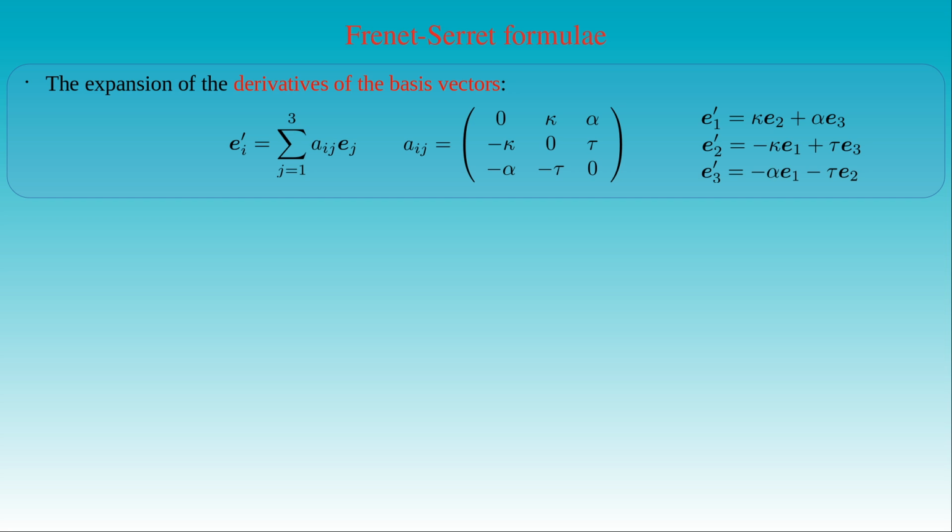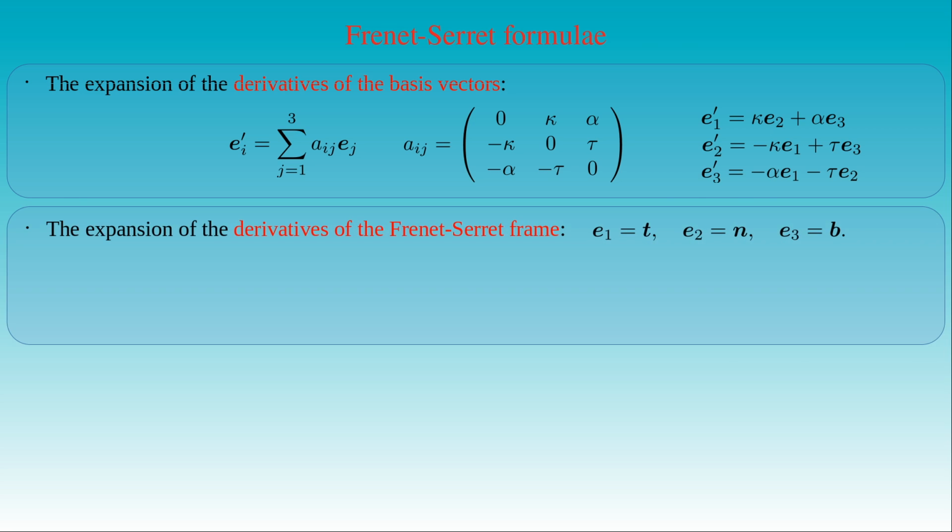set of vectors. Now let us consider the Frenet-Serret frame as a special case of the orthonormal sets, where the basis vector E1 is equal to the tangent t. The basis vector E2 is equal to the normal vector n. And the basis vector E3 is equal to the binormal vector b. Then the general equations can be written in the following special forms.